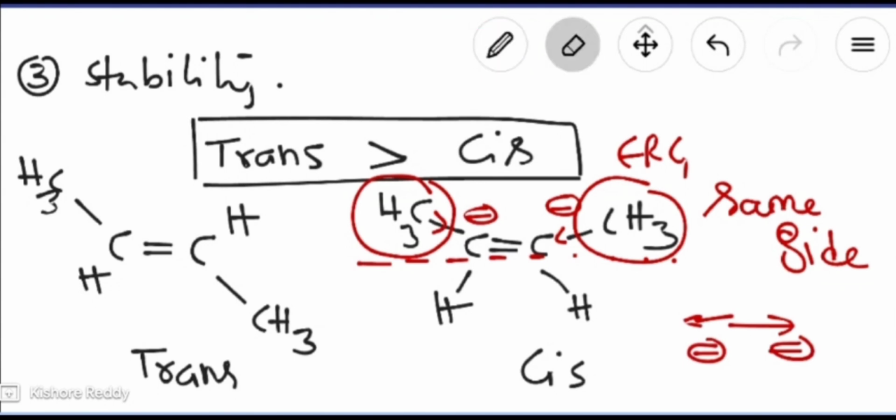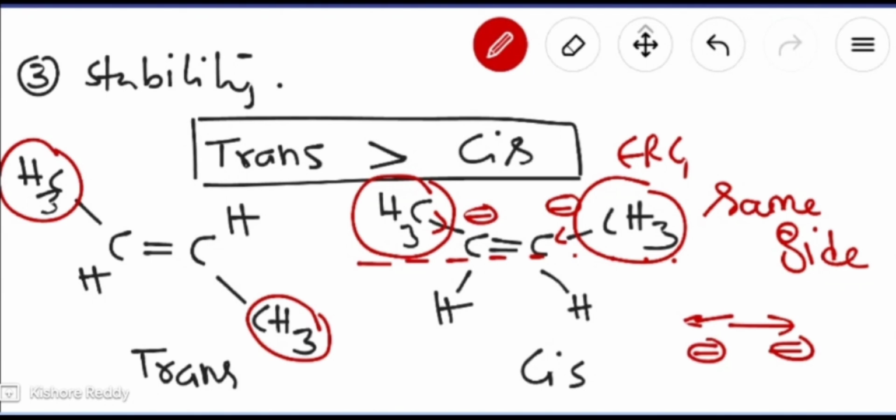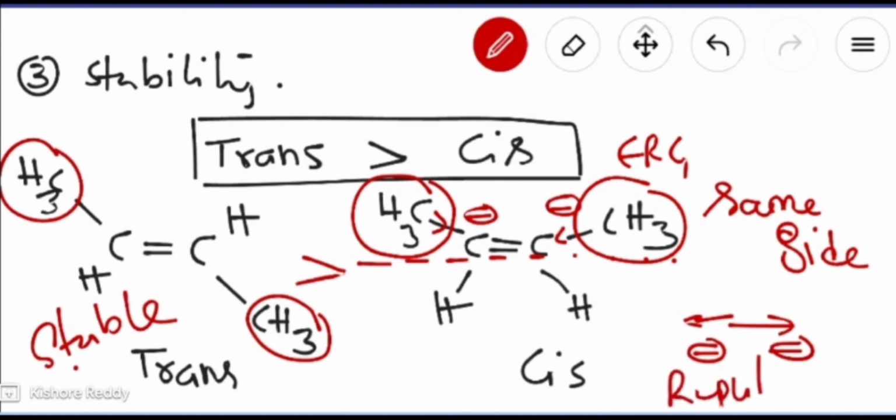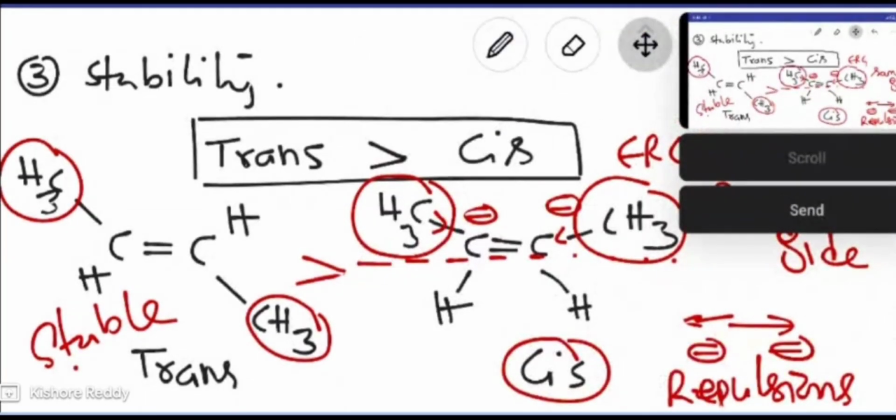But here, the bulky groups are far from each other, so the repulsions will be less. Hence the trans form will be stable compared to your cis form. Are you able to understand? Due to the repulsions between the bulky groups, the stability of the cis form is less. Clear? Everyone understood? No difficulty in following this? Yes, sir. Okay, fine.